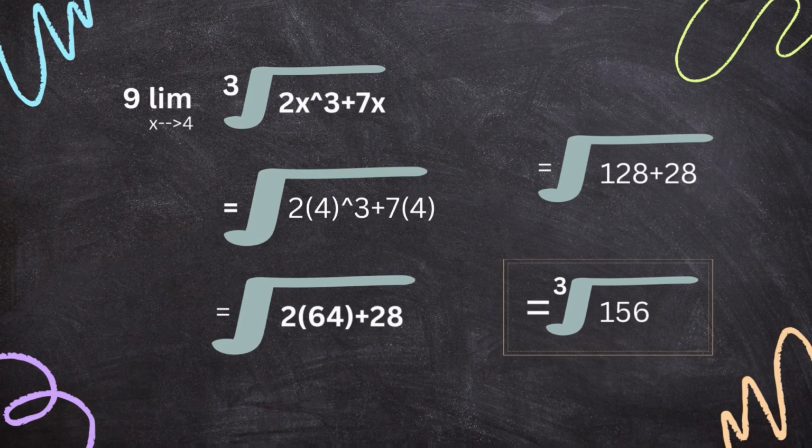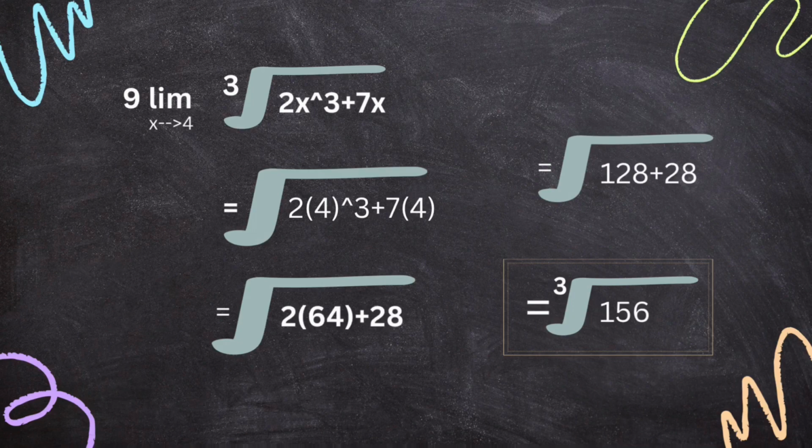For item number 9, the given is the limit of the cube root of 2x cubed plus 7x as x approaches 4. The first thing we need to do is to substitute the given value of x, which is 4, to all the variable x we have in the given, and it would be the cube root of 2 times 4 cubed plus 7 times 4. And now, let's start to simplify it.